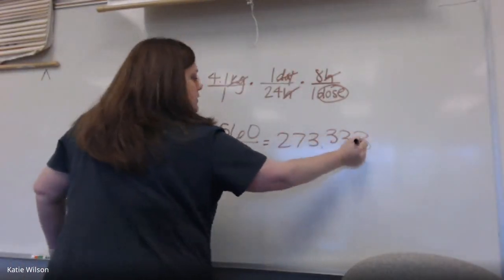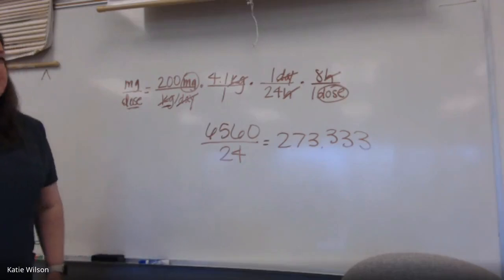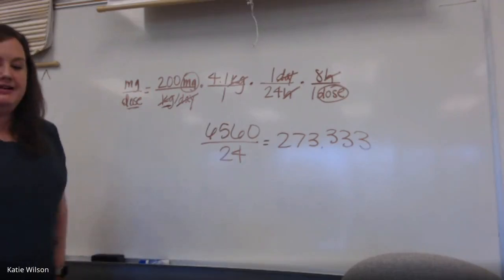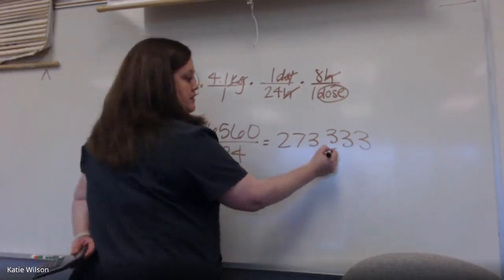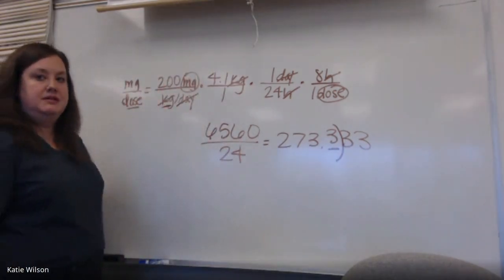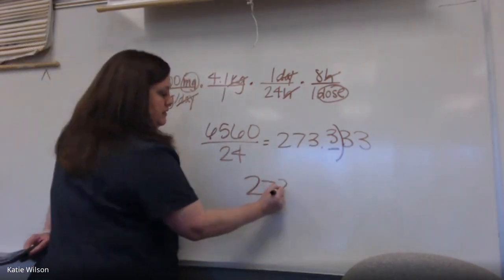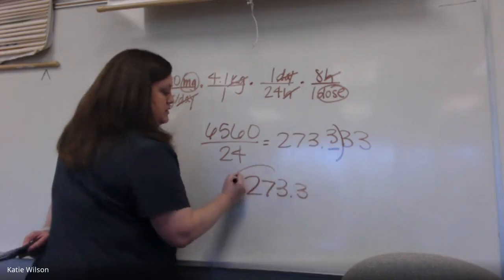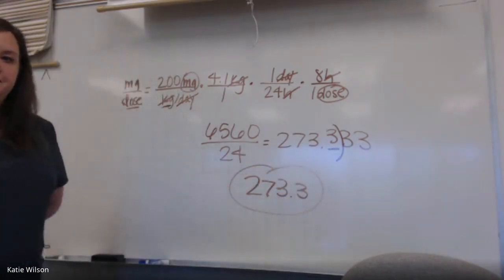273.3 repeating. So I'm rounding to what? The tenth? Here's my tenth spot. So that becomes 273.3.